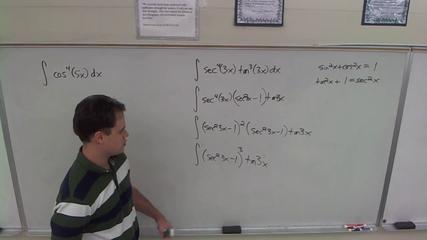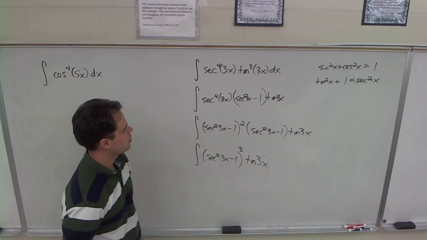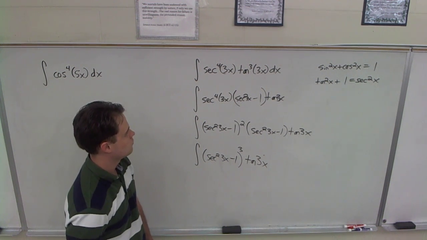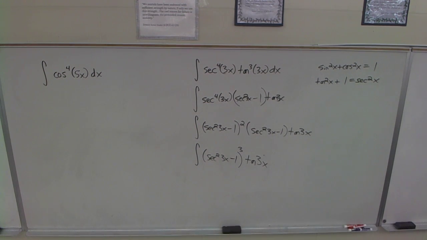But see, now if u is secant, then that's not du, right? So maybe we should reverse this process. I'm not sure. Any ideas, guys? You just have to play around with combinations of it. It's going to work.